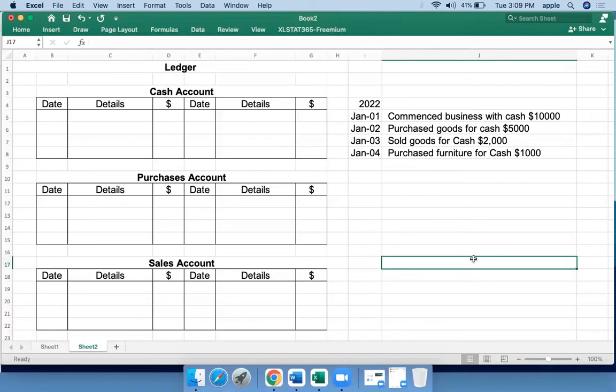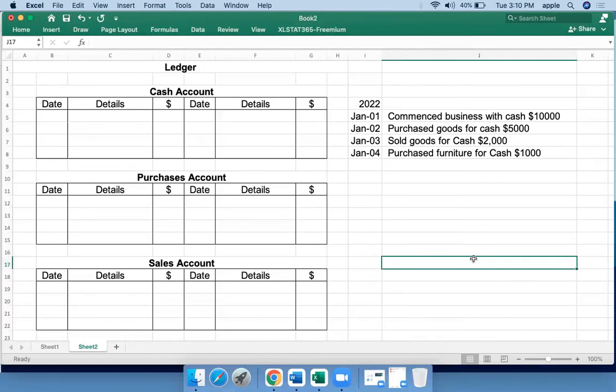So write down the entry. First line, cash account debit, $10,000, and then in the next line, leave some space and write capital account. The narration will be: commenced business with cash. Done.